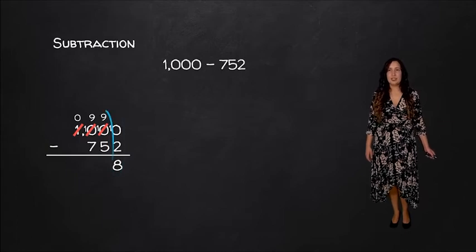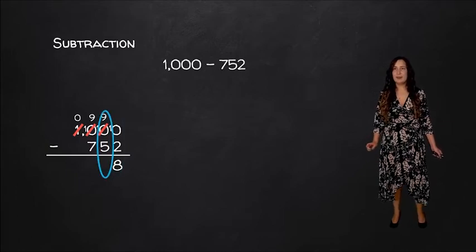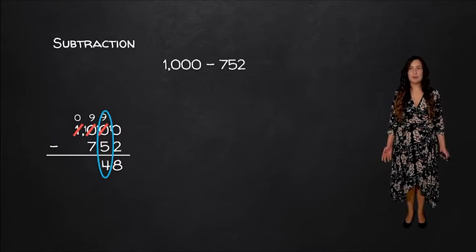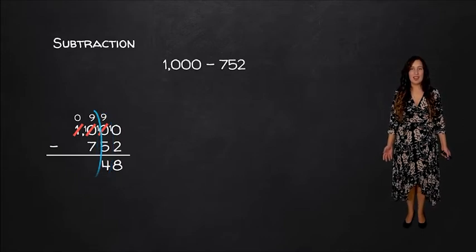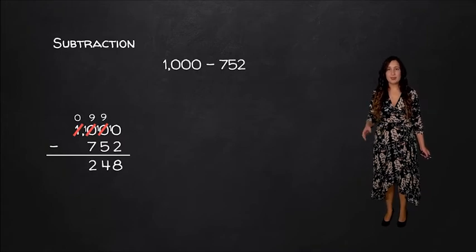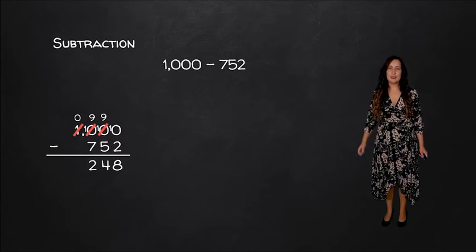Then we're going to move on to our next place value, 9 minus 5. And 9 minus 5 is equal to 4. And then we have 9 minus 7, which is equal to 2. And here we are done, because in our thousands place value, we have 0. And 0 minus 0 is just 0. So we don't have to include that there.